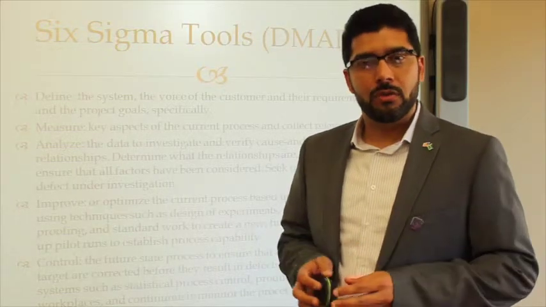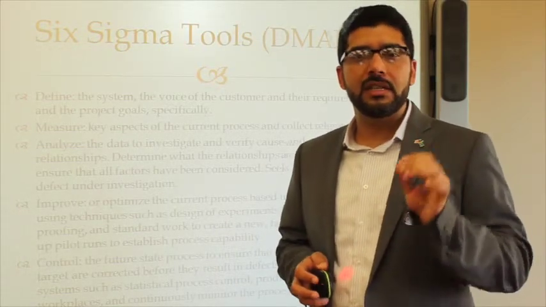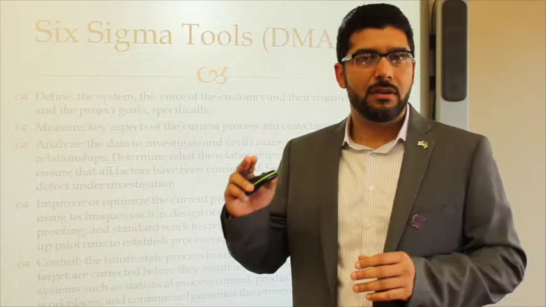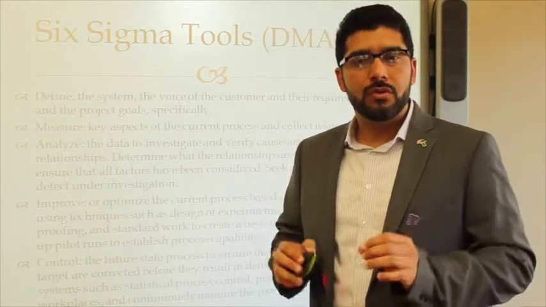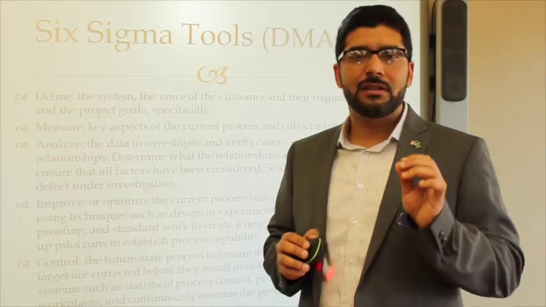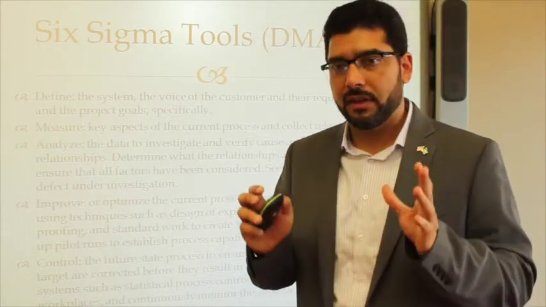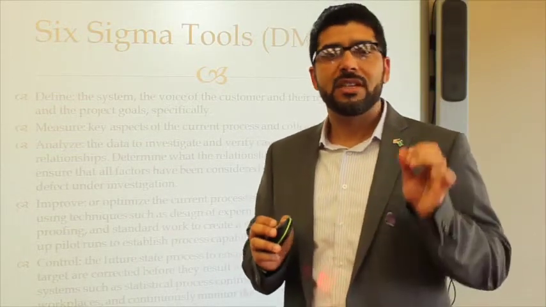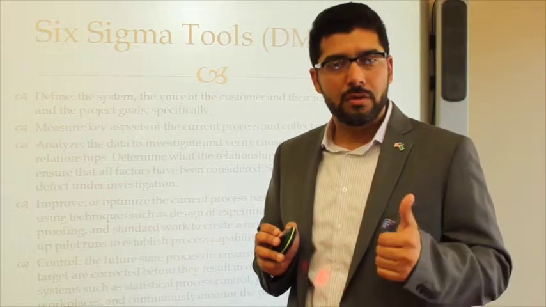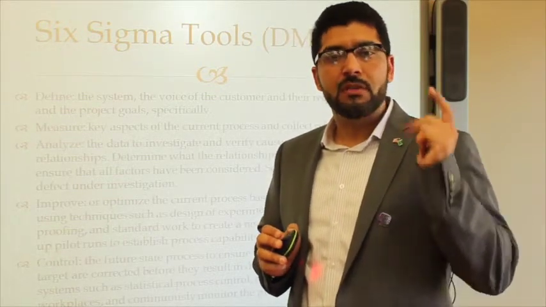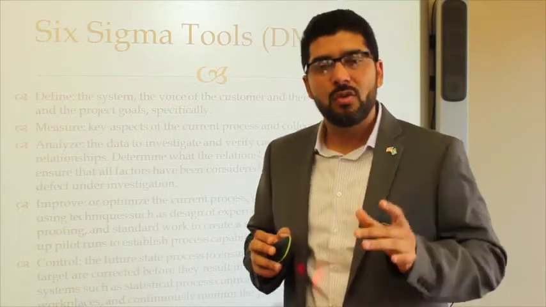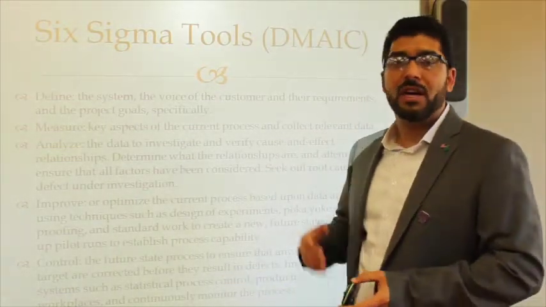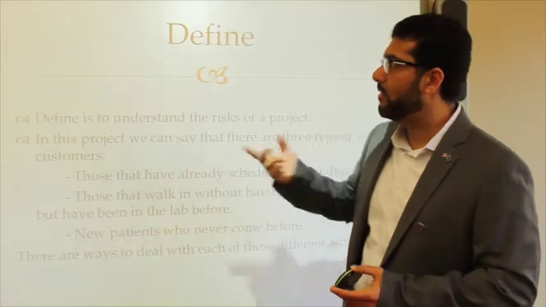The last tool is control, with which we should document what is needed to keep an improved process at its current level. Also, to ensure that any deviation from the target is corrected before it results in defects. Moreover, we use it to control systems such as statistical process control, production boards, visual workplaces, and continuously monitoring the process. Now I'm going to talk about the first tool, which is define.